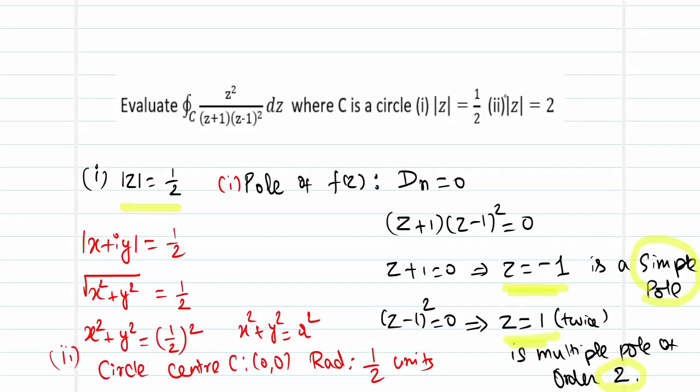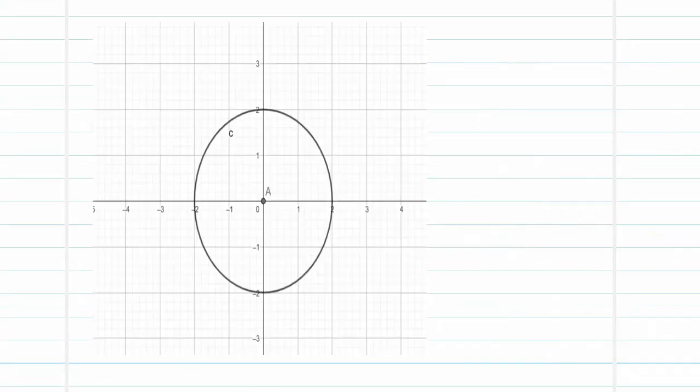Now we are ready to find the same evaluation but with a different boundary. What is going to be the second boundary for me? Mod Z is equal to 2. Now we will explore mod Z is equal to 2. What is mod Z is equal to 2? X plus iY equal to 2.